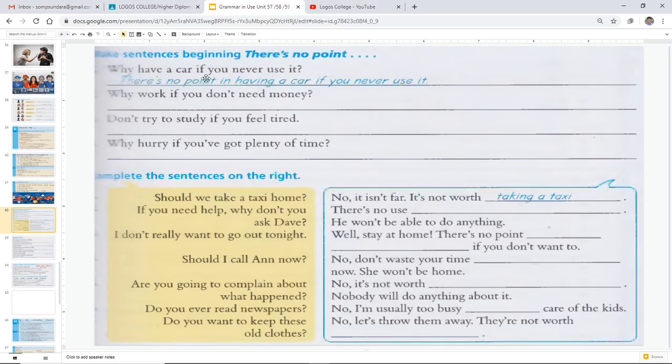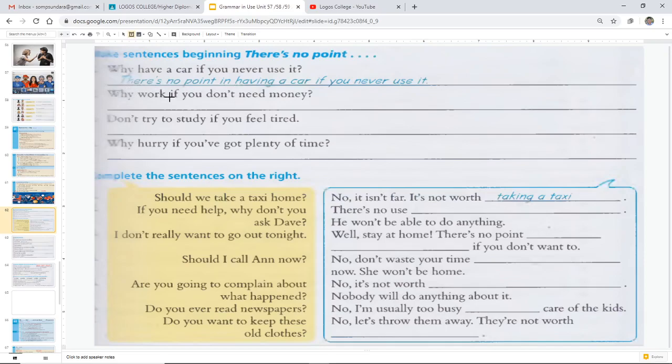Why have a car if you never use it? All right, there's no point in having a car if you never use it. All right, it's a waste of your money. Why did you buy it if you never use it? Let's get number 2. Why work if you don't need money? Wow, must be nice to not need money.